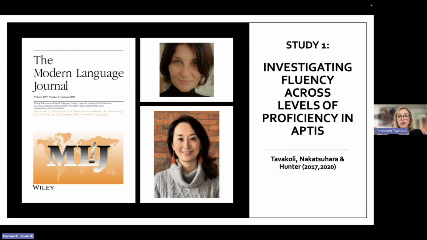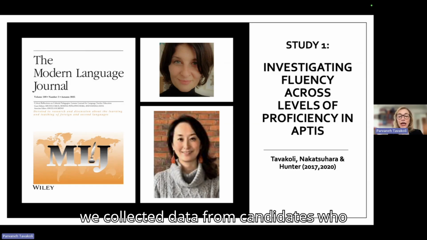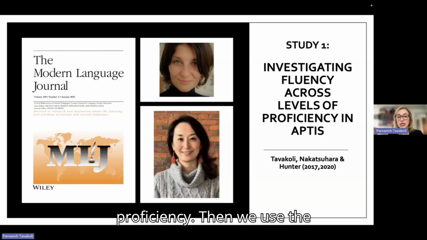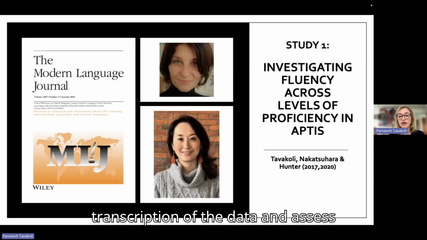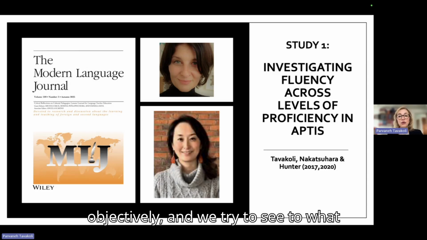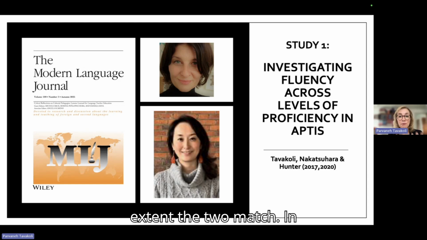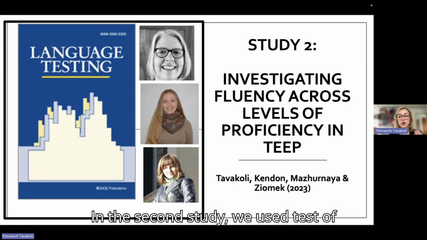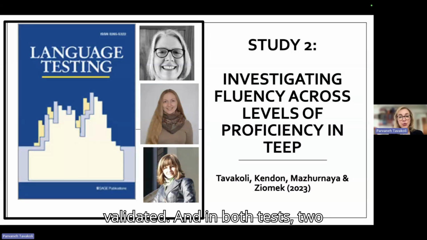In other words, we collected data from candidates who had been assessed for their proficiency. Then we used the transcription of the data and assessed their fluency behavior objectively, and we tried to see to what extent the two match. In the first study, we used the APTIS test, the British Council APTIS test. In the second study, we used the Test of English for Educational Purposes. Both tests are standardized and validated. And in both tests, two human assessors rated the proficiency of the speakers.